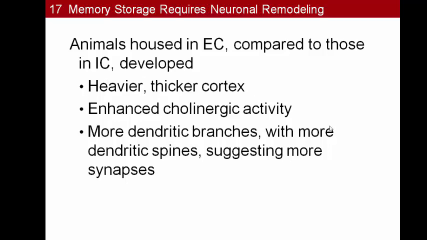Enhanced cholinergic activity in particular, so the neurons that are producing acetylcholine are especially active, and you're going to see this mentioned later, but increasing the effect of acetylcholine is thought to help with learning and memory, so perhaps they had better ability to learn from training experiences, that kind of thing, and more dendritic branches, more dendritic spines, more synapses.